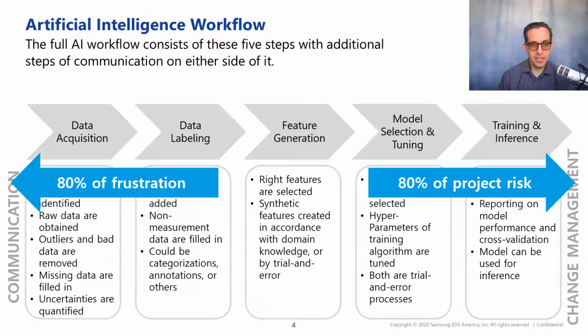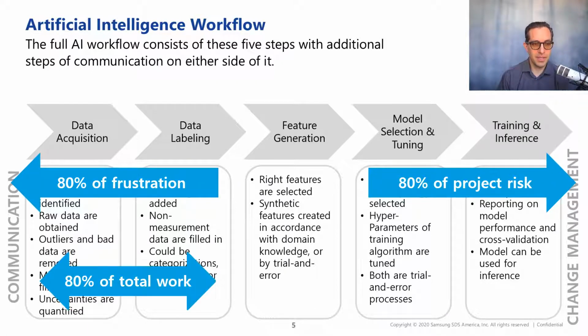80% of the project risk happens at the change management level at the very end, by the very fact that often the end users do not adopt the AI that you've so laboriously developed. And so doing change management properly and early enough in the process is essential to getting the users to actually adopt it.